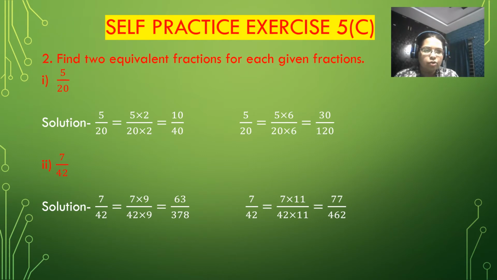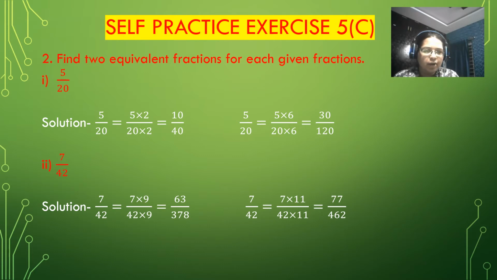Now we solve question number 2. Question number 2 is: find two equivalent fractions for each of the given fractions. First is 5 divided by 20. We have to multiply the same number in both numerator and denominator. The fraction that we get is called the equivalent fraction of that fraction.